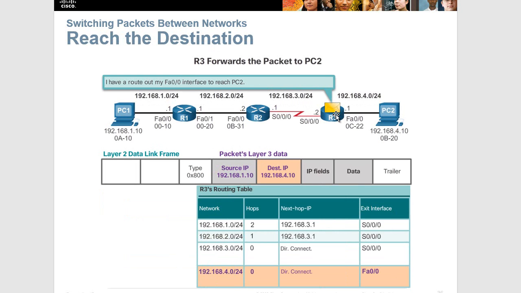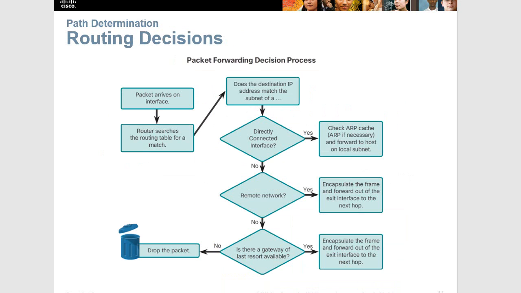Then at R3, it has an entry to reach PC2. Okay, it's directly connected, going out FA0/0, so it's going to go ahead and send that on out. And that was basically the end of that process. We've got a general breakdown of routing decisions without getting into too many specifics on this chart.